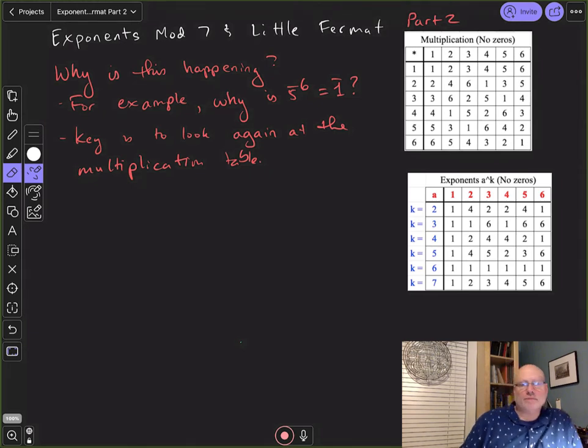Okay, part two. Let's talk about why this is happening. So, why when we take a non-zero number and raise it to the sixth power in our mod seven system, do we get one? There's various proofs for this. I'm going to kind of emulate the one in the book. It's not going to be a full proof. It's more of a convincing argument, at least I hope you'll find it so.